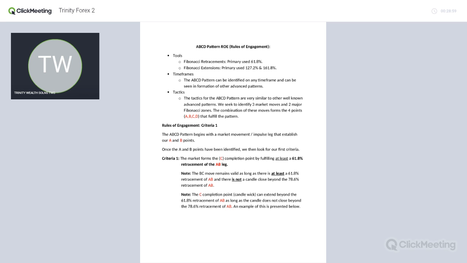All right. Then the rules of engagement for this one. Criteria 1 is that the ABCD pattern begins with a market movement or impulse leg that establishes our A and B points. So it starts from the A and B points. If you recall, yesterday we discussed the swings. Remember, like in a downtrending market, we are talking about a swing from high to low. Those were our swings. So the same case with the ABCD pattern.